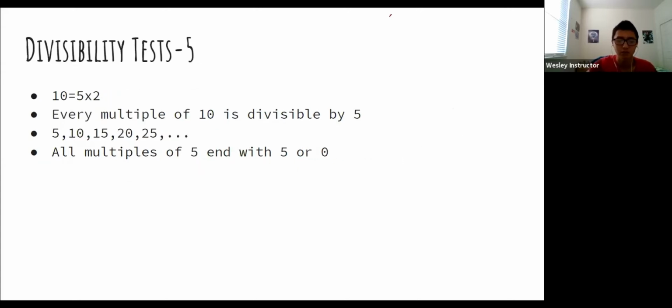And 5 is also pretty easy. For example, 10 equals 5 times 2, so every multiple of 10 is divisible by 5. We look at this pattern: 5, 10, 15, 20, 25. All the numbers end with a 5 or a 0. So all multiples of 5 will end with a 5 or 0, no exceptions.